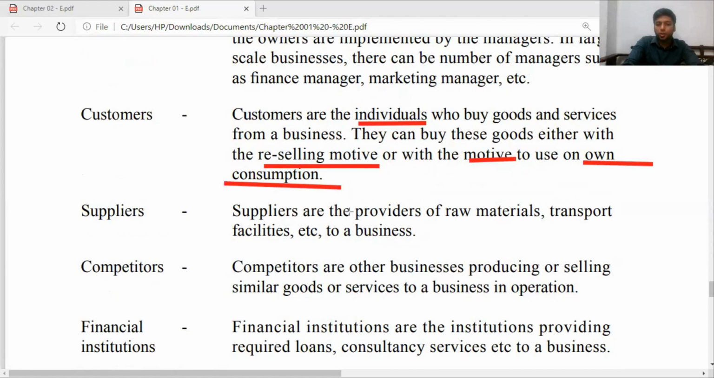Suppliers are the providers of raw materials. So we can write providers of raw materials, transport facilities, etc. to the business. So what is raw material? When I'm a chocolate company, I want cocoa to make my chocolate. So buying the cocoa from a supplier is known as purchasing the products from a supplier. The supplier provides raw materials, selling cocoa to make chocolate production.